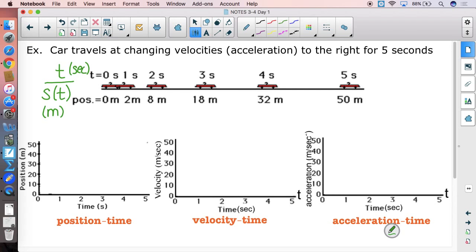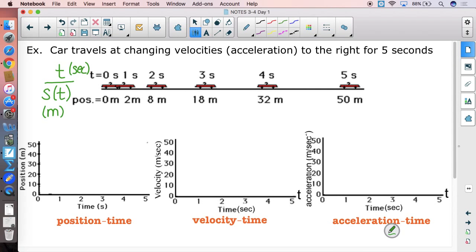The car is traveling at changing velocities. That means its speed and direction are changing. So it's changing its rate of change. Okay? It's either speeding up or slowing down to the right for 5 seconds. Okay? Change in velocity is called acceleration. So on the 3 graphs, we want to see what we can tell.